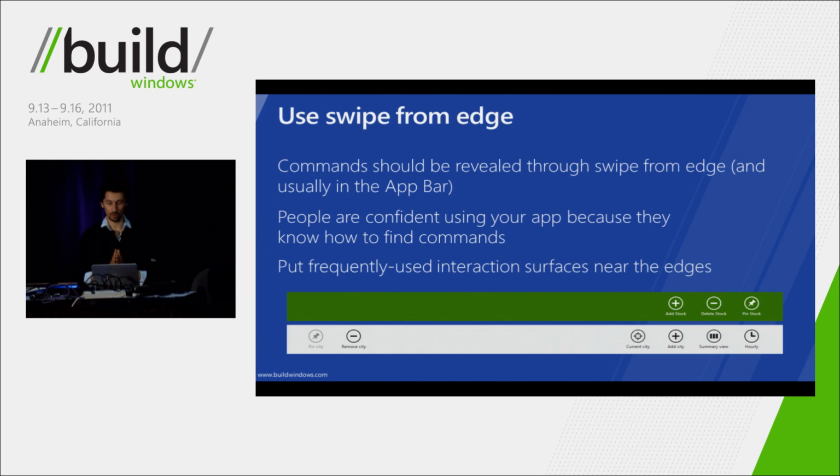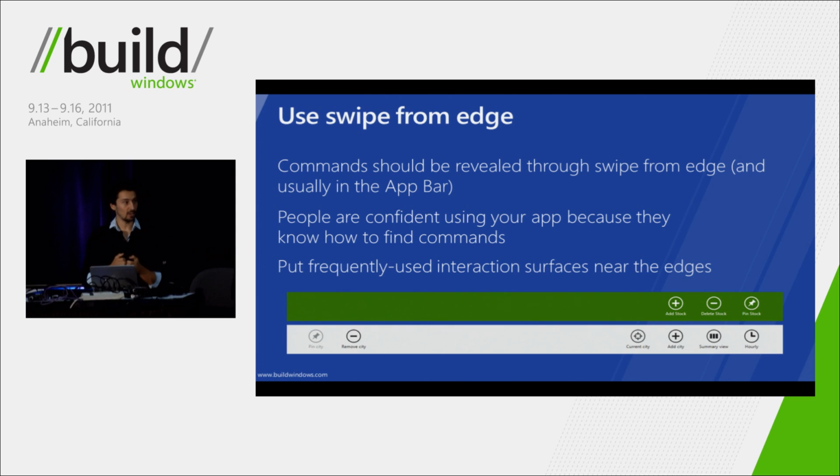So what does this mean for your app? Well, it's pretty straightforward. Use the top and the bottom edge to show your app bar. And that's going to make sure that people are confident using your app for commanding, because they know where to look. They don't have to go and try other stuff. If they're looking for more commands, they'll try to use the top and bottom edge. And if it's not there, they'll probably just assume it doesn't exist.